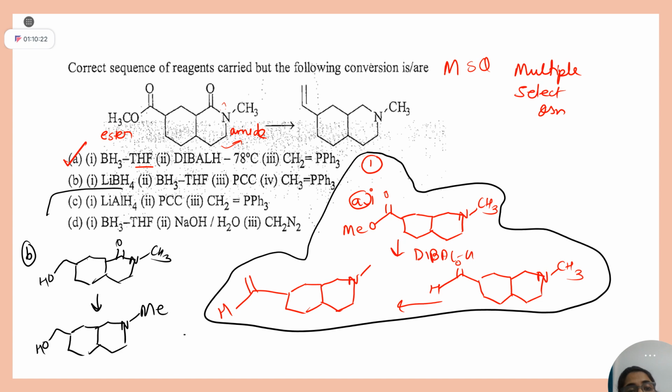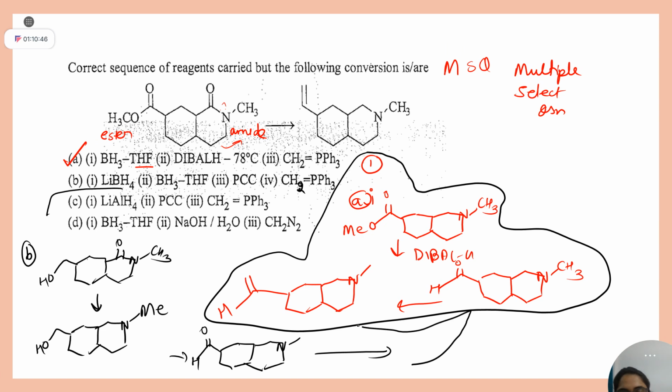Okay. Now they are saying PCC. PCC will lead to formation of aldehyde and at last Wittig. But one problem is there, it will be CH2 only. So after Wittig, you will get this product. So option number B is also correct.